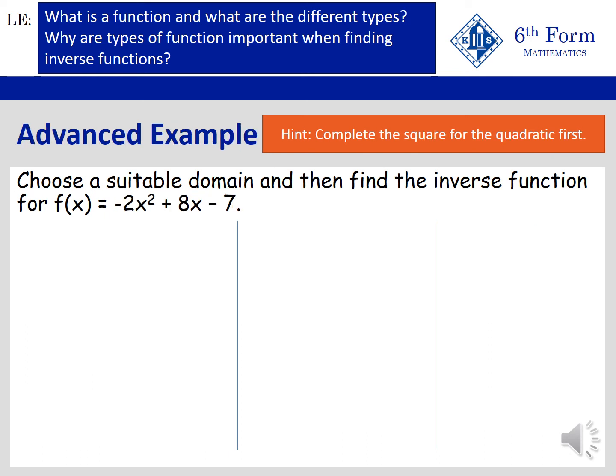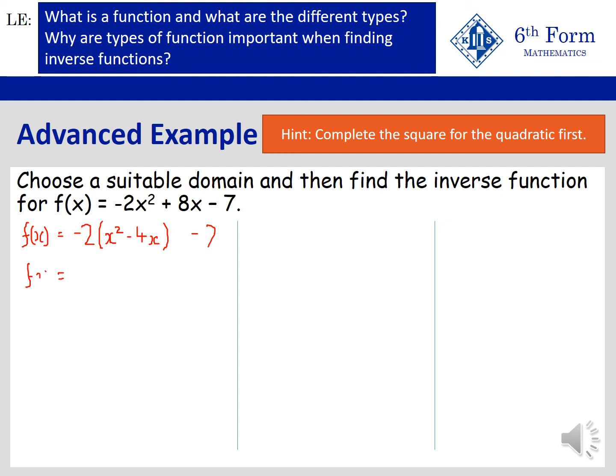So here is a slightly more advanced example. We are still choosing a suitable domain and then finding the inverse function for a quadratic, but this is a slightly trickier quadratic this time because there is a coefficient of x squared. We're still going to try and complete the square, so that coefficient of x squared is what we need to deal with first. So we're going to take that -2 out as a factor. That's our first job. I'm going to leave the -7 on its own. We don't need to take the factor of 2 out of that term if we don't want to.